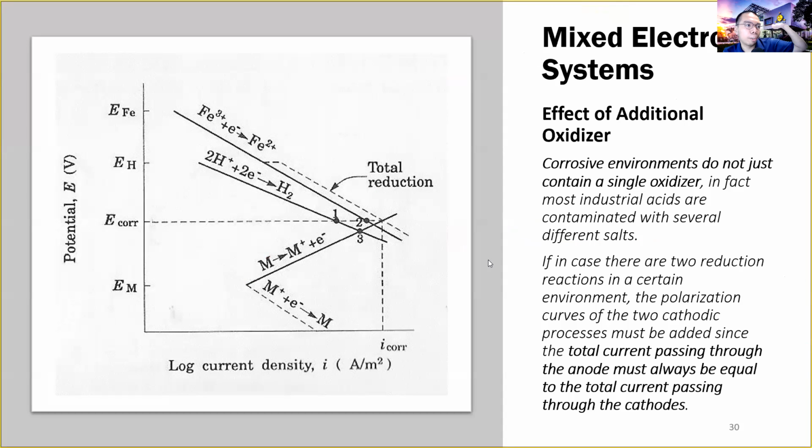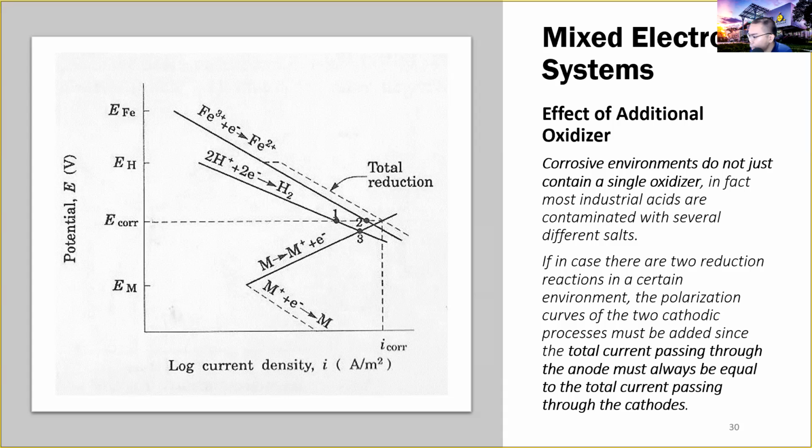So the challenge now in mixed potential theory is when we have mixed electrode systems. This is something that's not really part of your module. We didn't include it. But I believe it's really important in the pursuit of materials engineering, since most of our systems in the field don't have just one reduction and one oxidation happening. Usually we have coupled effects happening.